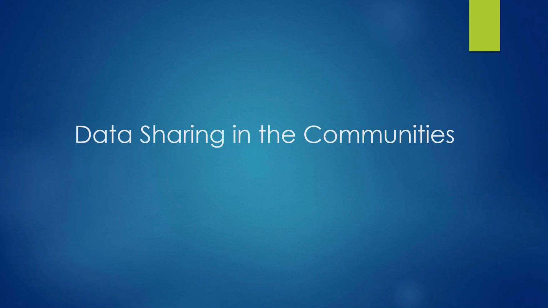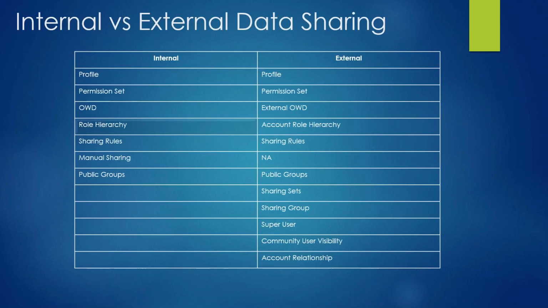So let's go to the data sharing in the communities. These are the different ways on the right hand side, on external, that's for the community, different ways to share the data. Some of them are quite similar to the internal, like a profile, permission set. I also have a slide for each one mentioned on the right hand side, but a few of them I will run fast. And the new ones like sharing set, sharing group and Superuser, I will spend a little bit more time on to explain, because that's completely new with respect to the community compared to the other ones.